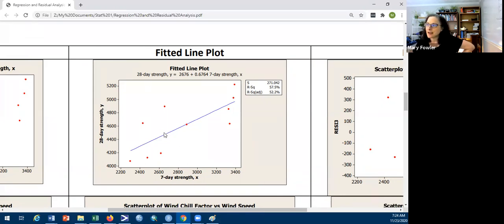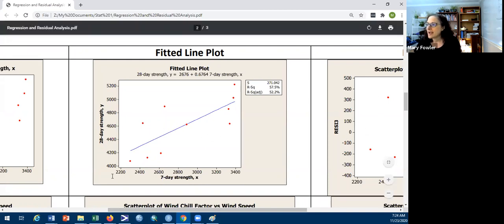Y minus y hat is going to be kind of large and positive, because y is bigger than y hat. All the values up here are associated with positive residuals, and all the values down here are associated with negative residuals. And we have this one point here, which is either exactly on the line or almost on the line. So this point, which has a 7-day strength, an X value of about 2,900, has a residual really close to 0.